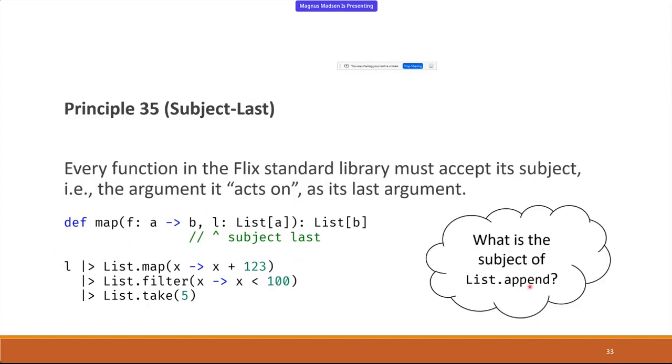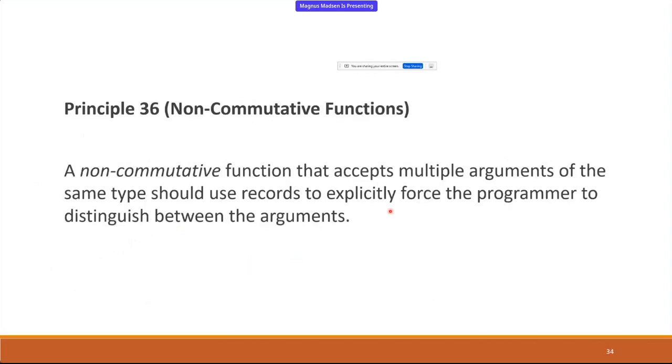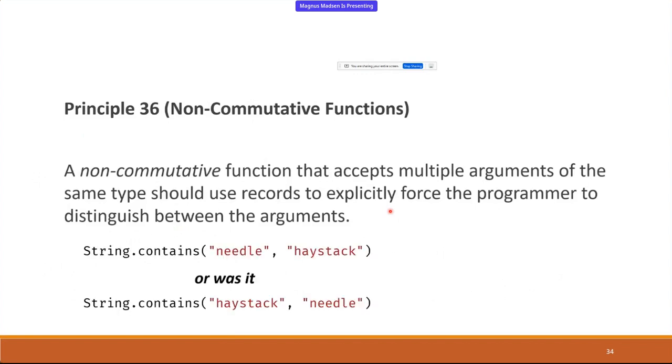Now, of course, there are some corner cases. What about list append? It takes two lists, but which one is the subject? That's maybe not so clear. I think I'll skip this in the interest of time.